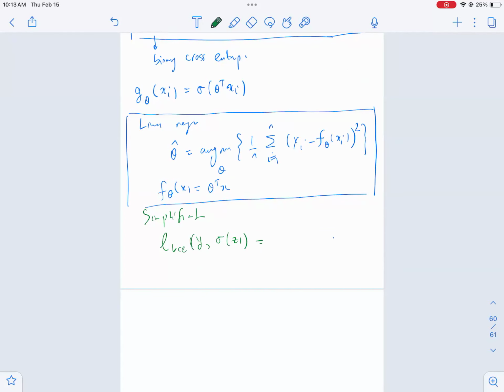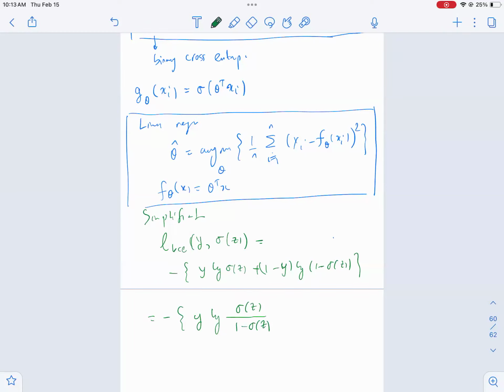So if you have this, then this is negative y log sigma z plus 1 minus y log 1 minus sigma z. And so it would be equal to negative y log, I'm going to collect the y terms.